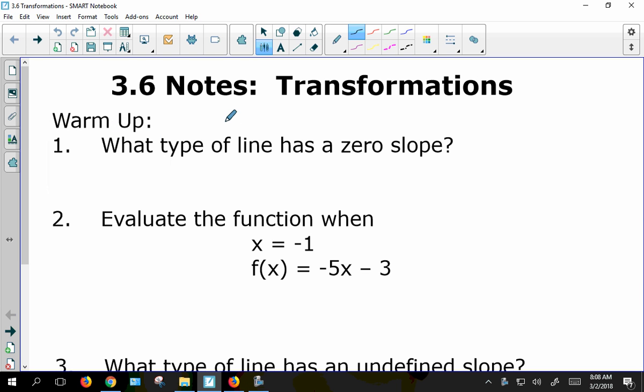Okay, this is lesson 3.6. We're going to talk about transformations. We're going to talk about how linear equations move. All right, first we're going to do the warm-ups.